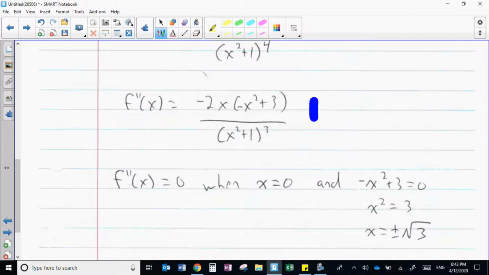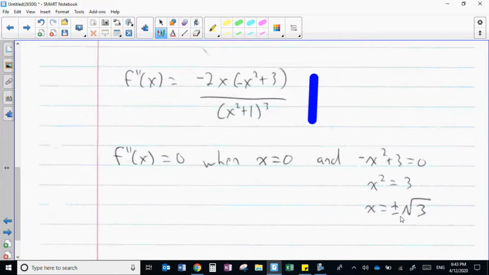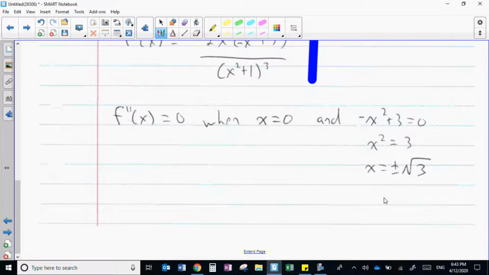Well, a rational expression is 0 when its numerator is 0. So that either happens when x equals 0, which makes this factor 0, or when negative x squared plus 3 equals 0, which means x squared equals 3, which means x equals plus or minus root 3. So we have 3 critical points.